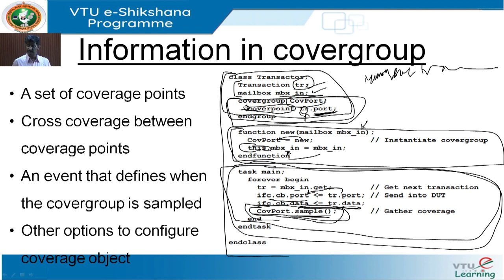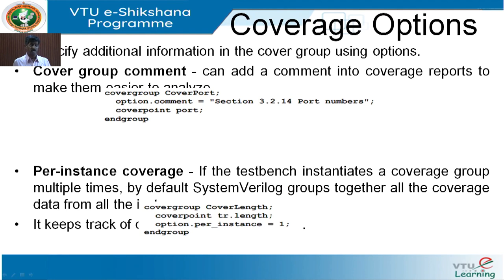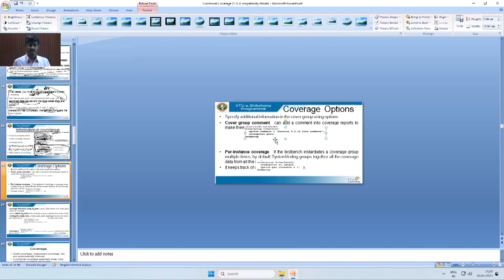Similarly, there is an event that defines when the cover group is sampled; it may differ from one sampling event to another. Here I am sampling only the new transactions, and from there I am getting the transactions. There are other options to configure coverage objects; you can have n number of options for coverage objects. The major thing is that the coverage options are what need to be considered to analyze your design values.